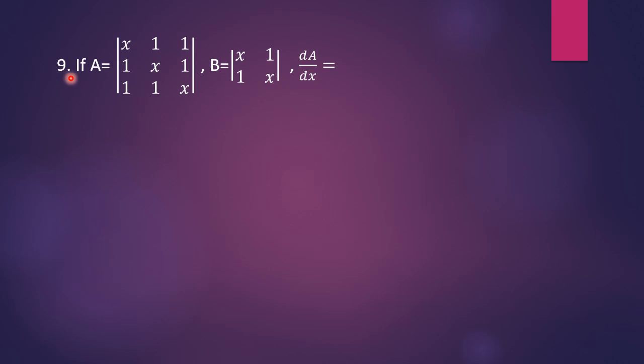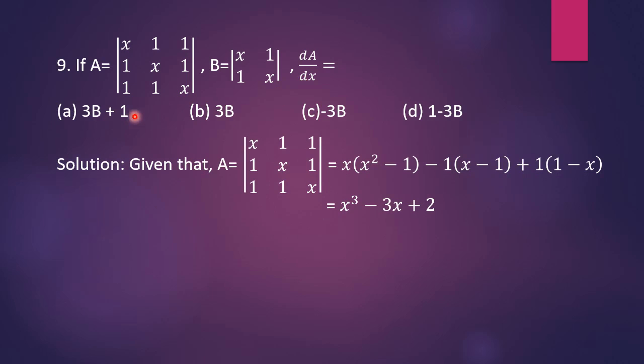The ninth question is, if A is equal to the determinant of this 3 by 3 determinant and B is a 2 by 2 determinant, then we have to find the value of dA divided by dx, that is differentiation of this determinant A with respect to x. So this is not a matrix, it is differentiation of this determinant A with respect to x here. That means we have to express that in terms of B, because in all the options B is there. In terms of B, we have to express the answer.